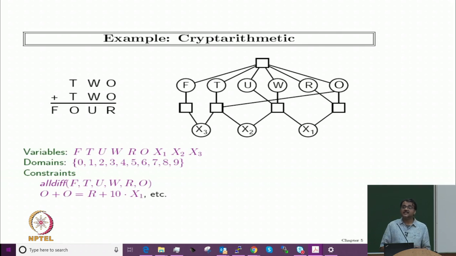and such a constraint is written in a syntactic sugar called all diff. You can always say T not equal to W, W not equal to O, T not equal to O, all pairwise inequalities, but a syntactic sugar for this is all diff. Everybody uses all diff, that all of these should be different. Okay. And then this is a constraint graph for it. Notice that now we have created these square nodes which represent a constraint, and multiple edges from variables can come in each constraint. But of course, we can always convert it into a binary CSP.